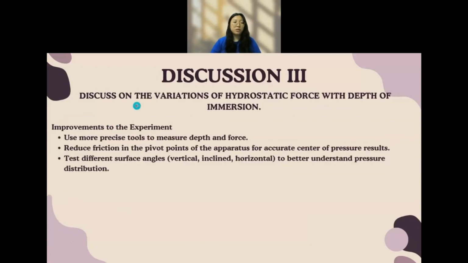For improvement to the experiment, we should use a more precise tool to measure the depth and the force, and reduce the friction in the pivot points of the apparatus for an accurate center of pressure result, and test different surface angles, which are vertical, inclined, and horizontal, to better understand the pressure distribution.